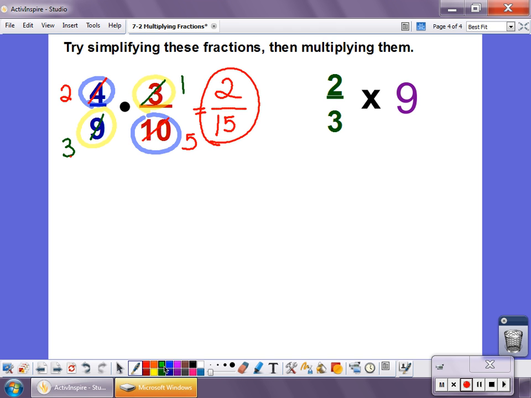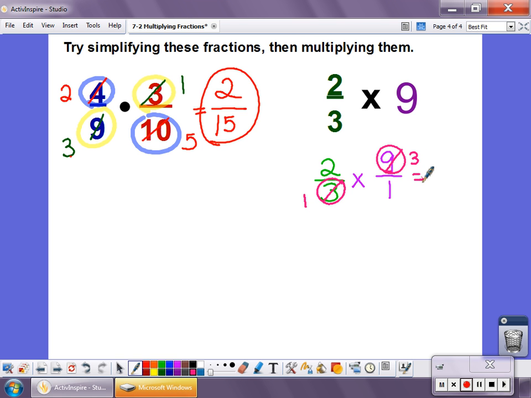Now, last but not least, what do we do if we have a whole number? Well, first things first, we have to take that whole number and write it as a fraction. Remember, the way we write it as a fraction is we put it over 1. Now we want to look for common factors. This fraction can't be simplified. This fraction can't be simplified. If I go diagonally, 2 and 1 can't be simplified. But I know that 3 and 9 can. 3 divided by 3 is 1. 9 divided by 3 is 3.